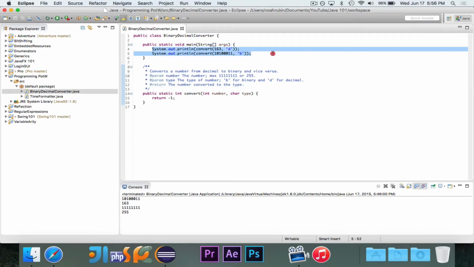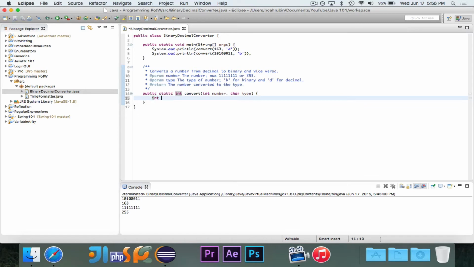And then I have this set up, so it'll print out the result of calling convert with 163 in decimal, or the result of converting that number with B for binary. So we just need to implement the convert method here that will actually convert it. So let's go ahead and get started. I'll take you through, first of all, the solution, of course, but then also kind of how I went about thinking about it and how I went about solving the problem.